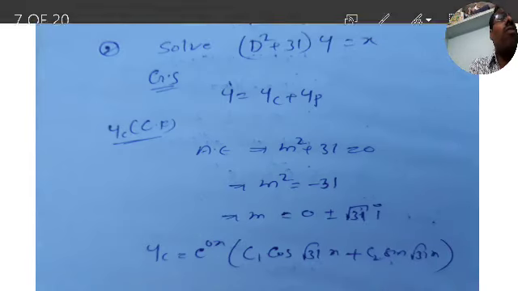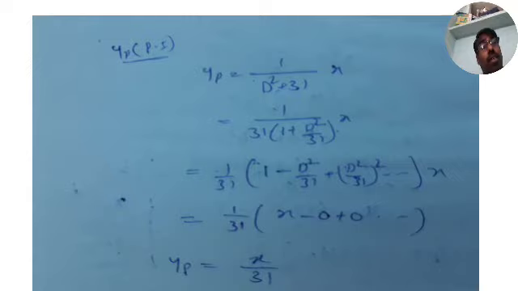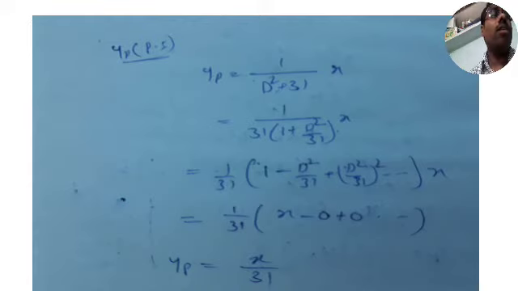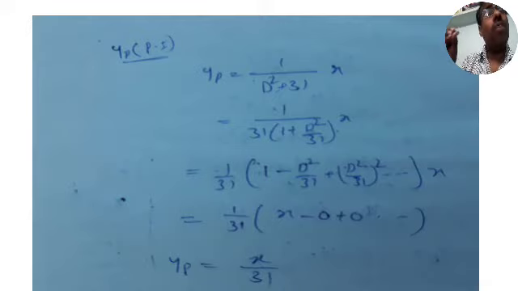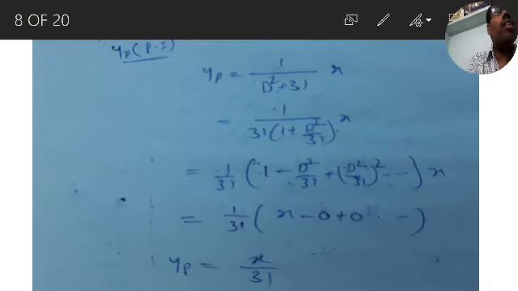Now let us quickly move to the method. Here we are going to apply method 3 to find yp. What is yp? 1 by d square plus 31 of x. Look at the denominator: we have d square plus 31. The d square term is power 2, and 31 is power 0, that is 31 into d power of 0. So what is the least power of d term? The least power of d term is 31.